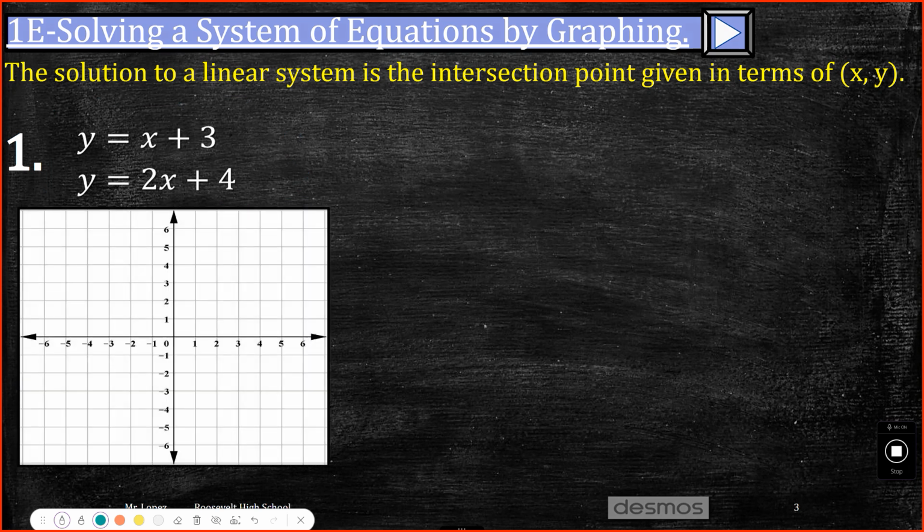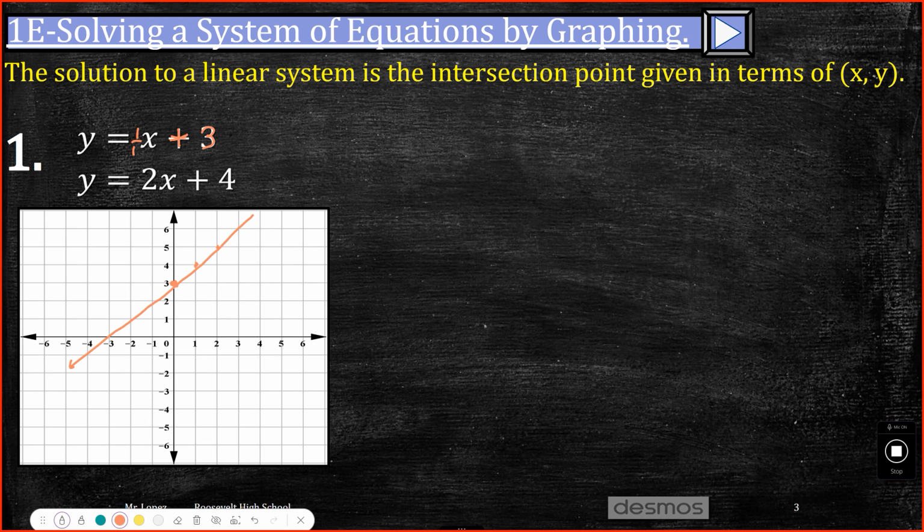Let's go ahead and graph. We did a lot of practicing graphing last time. Let's graph the first one. So the y-intercept is positive 3, and the slope in front of x is 1 over 1, rise up 1 over 1. And we do get this line going like this.